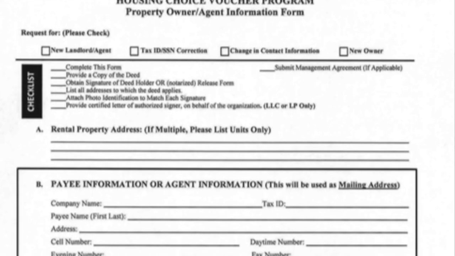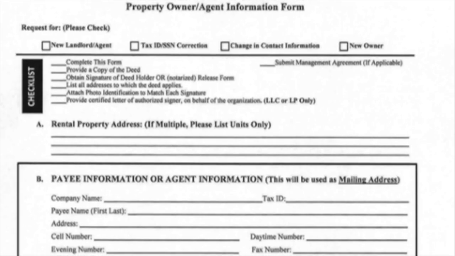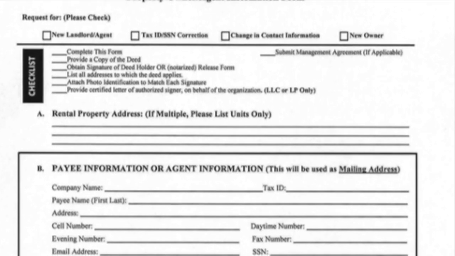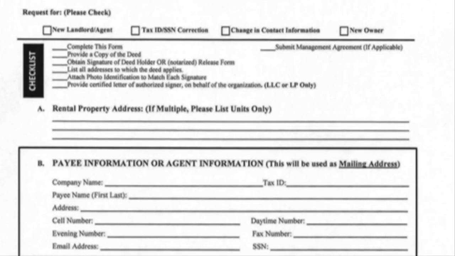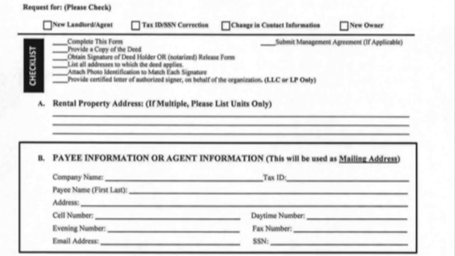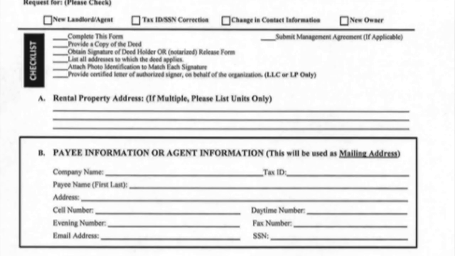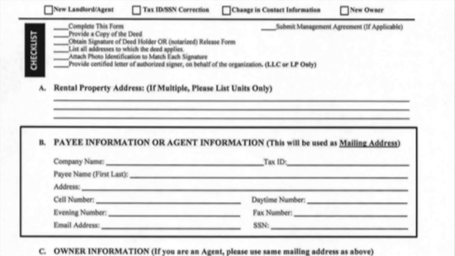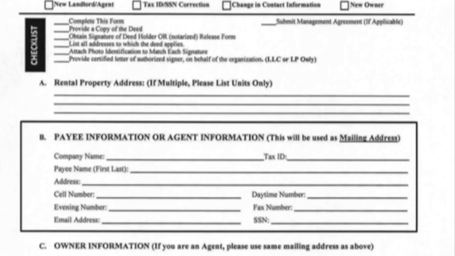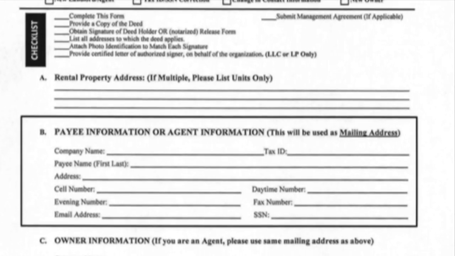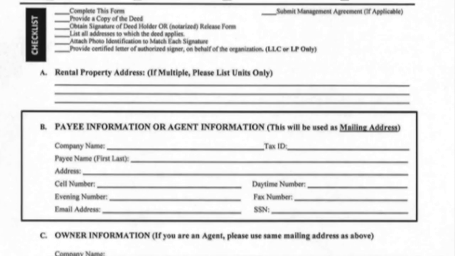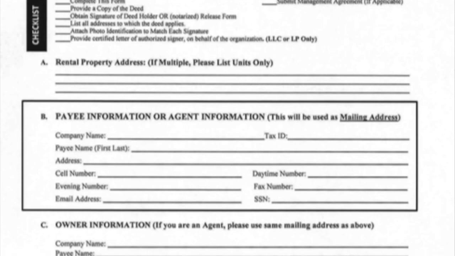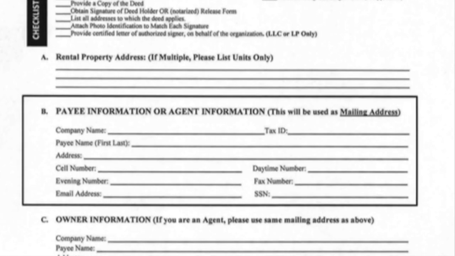Payee information or agent information. This will be used as your mailing address. Here you will identify your company name, your tax ID number, the payee name, first and last, and you will include both persons on the deed or whomever is on the deed, as well as if it's an LLC, list all of the members. The address, cellular number, daytime phone number, evening number, fax number.